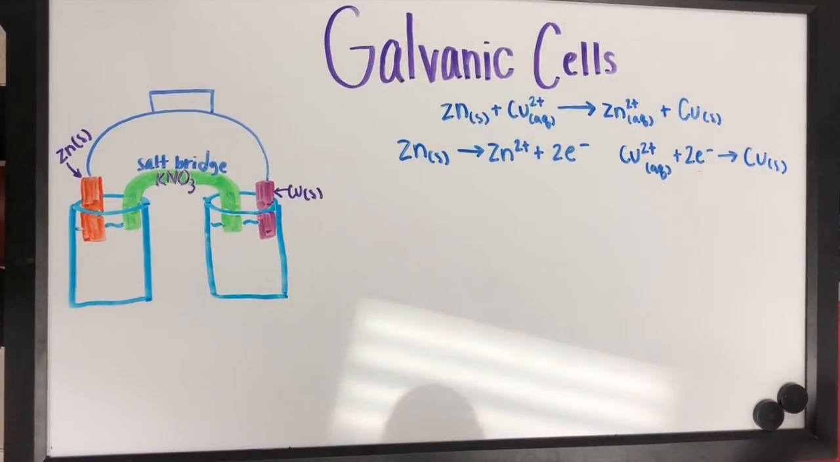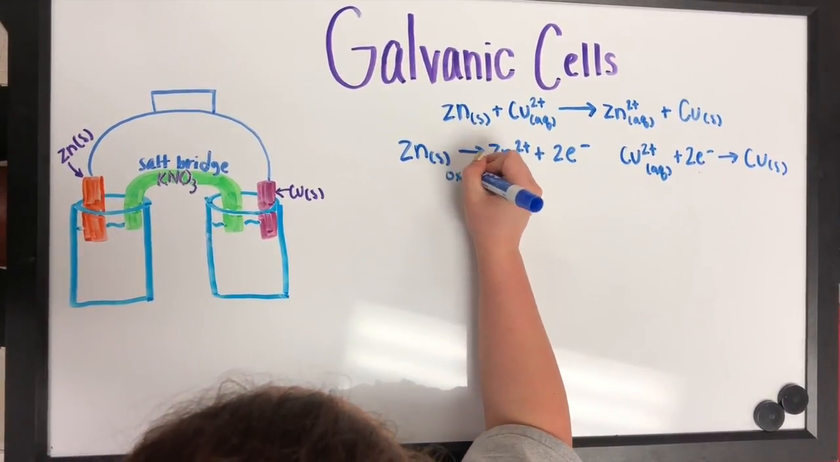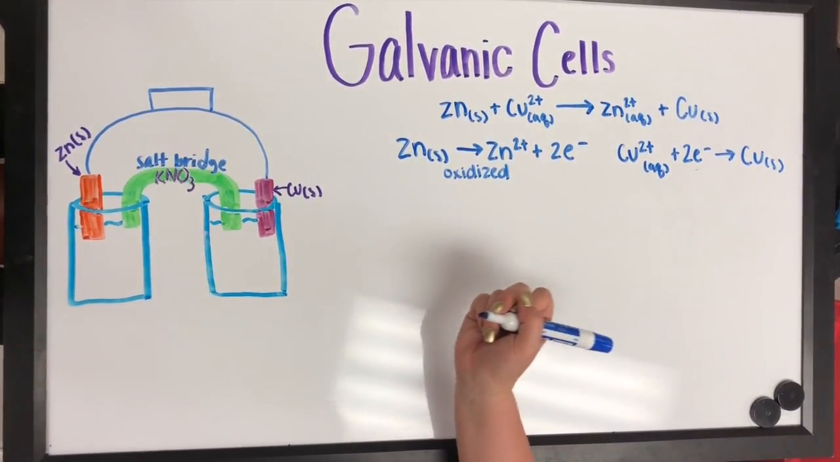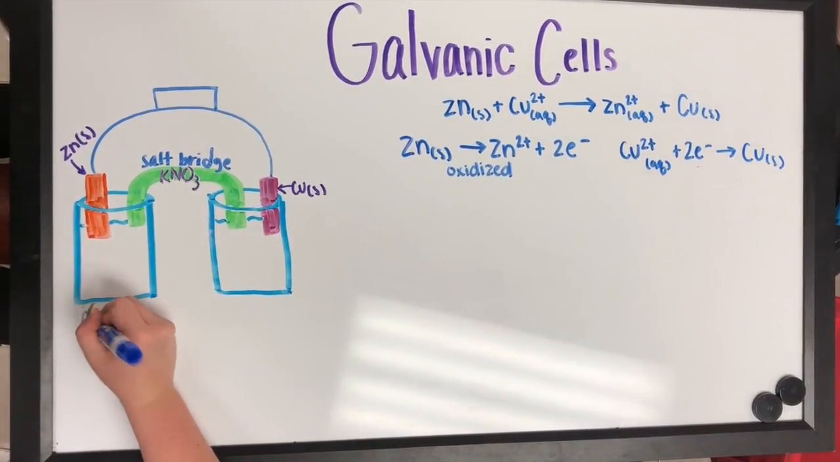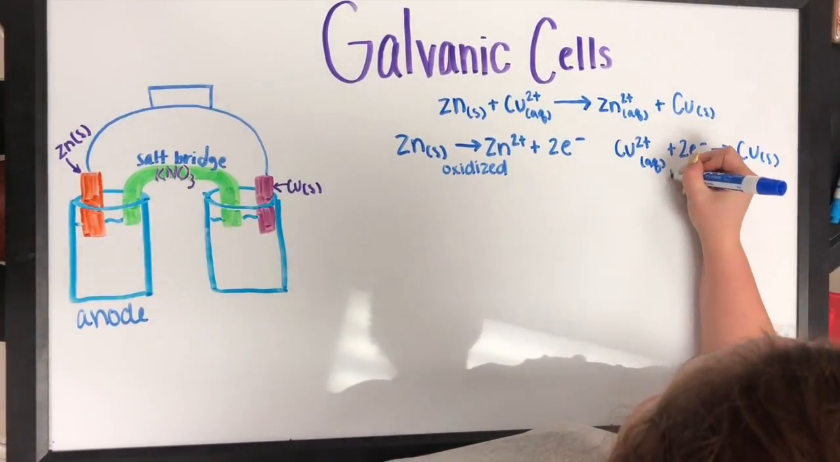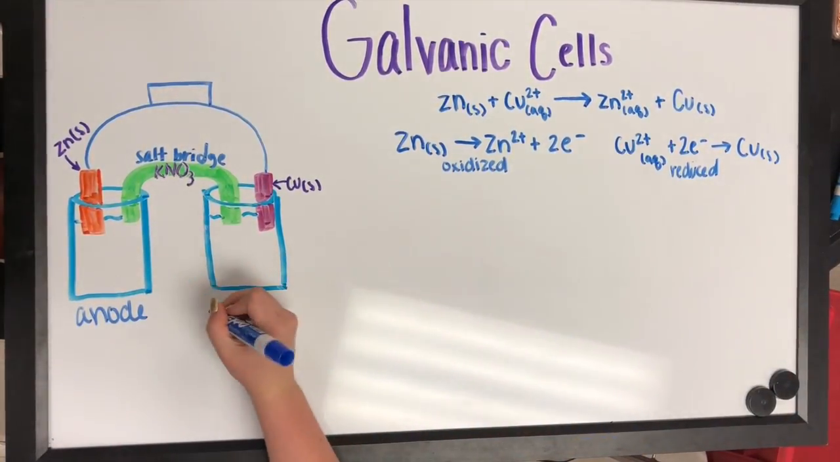After you've written that down, you can identify which one is being oxidized and reduced. Oxidation is the loss of electrons, and so the zinc is going to be the anode because it is being oxidized. And then we can see that the copper is being reduced because it's gaining electrons, which makes copper the cathode.